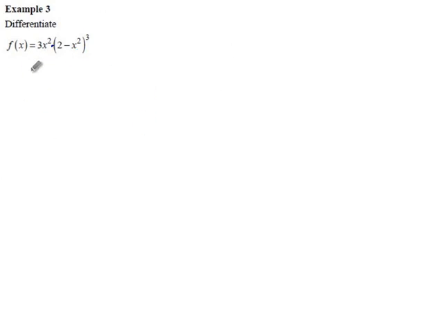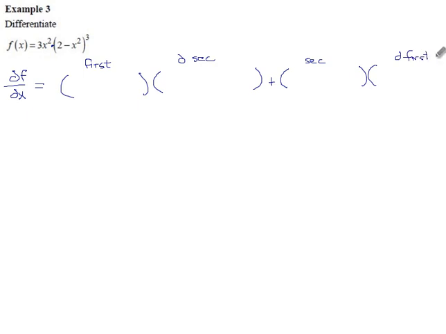When we do our derivative, df dx, firstly, because this is a product, the product rule will apply. And the product rule, you will remember, goes first d second plus second d first, or if you're writing fg prime plus f prime g, that's perfectly good also. So let's see what we can fill in here. Our first is 3x squared.